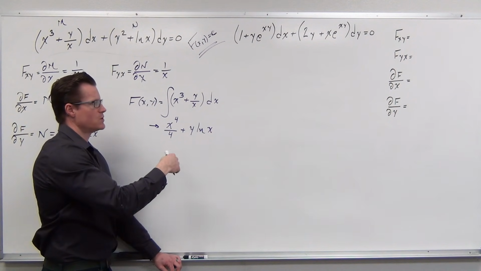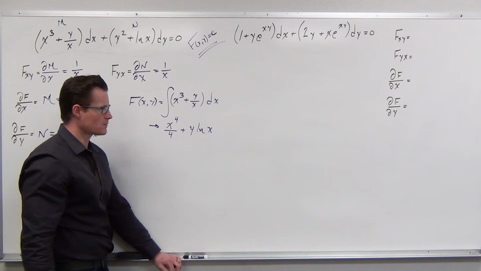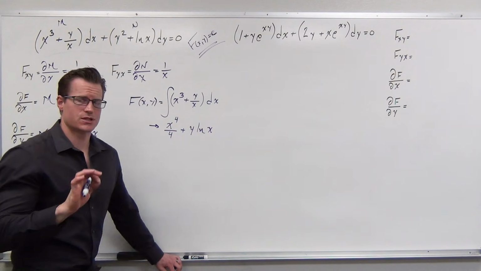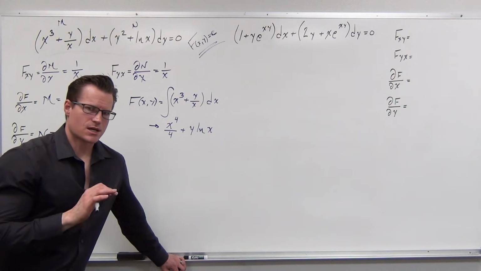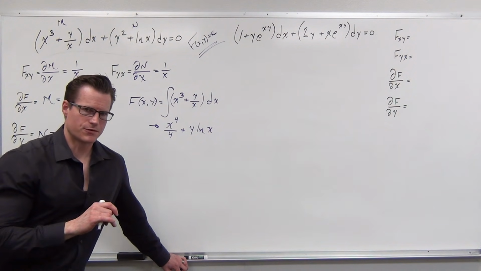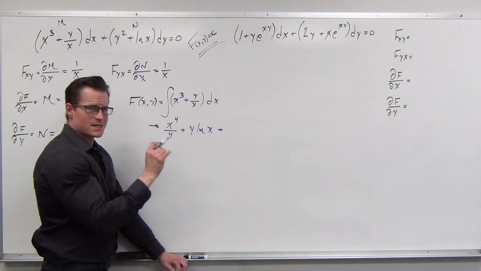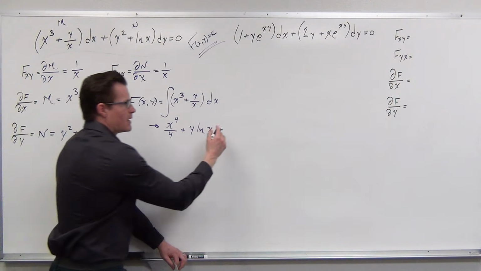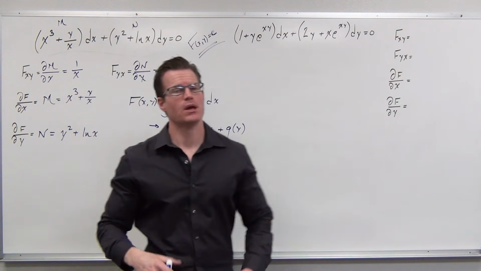So we would have 2 ln of x, but now the y is held constant when we're taking a derivative with respect to x. Now here's the issue. I spent a long time on this in the last video. Because this is coming from a partial derivative, because we're integrating this, if we wanted to get this back, every function that would have just y's in it would go to 0.